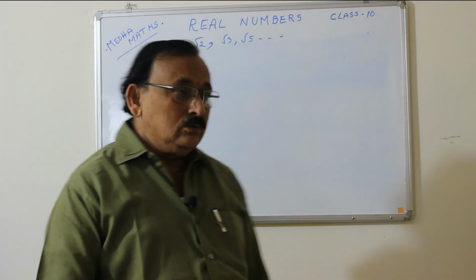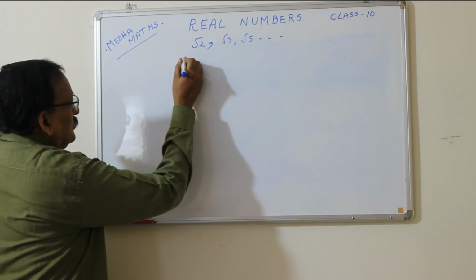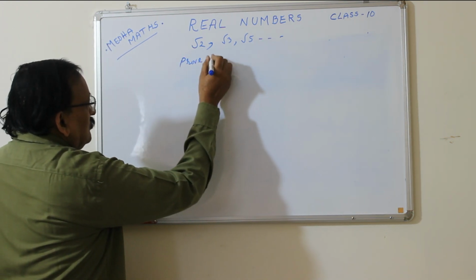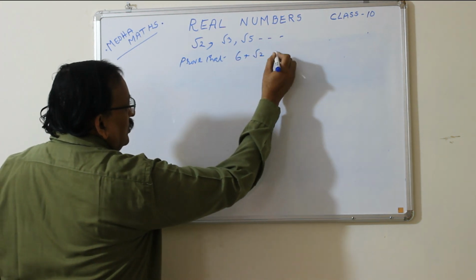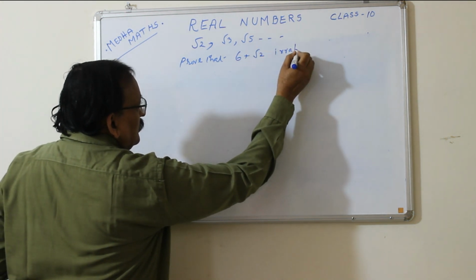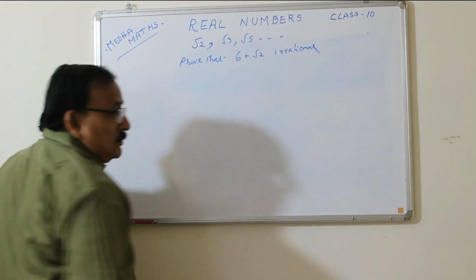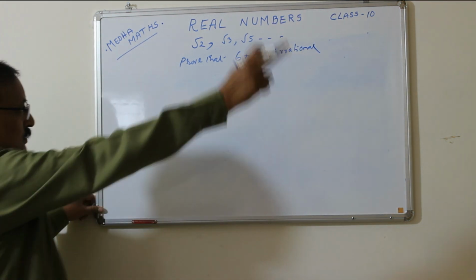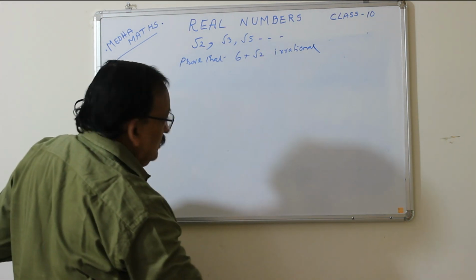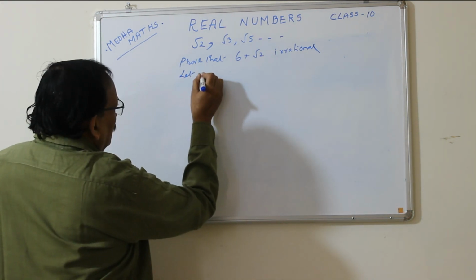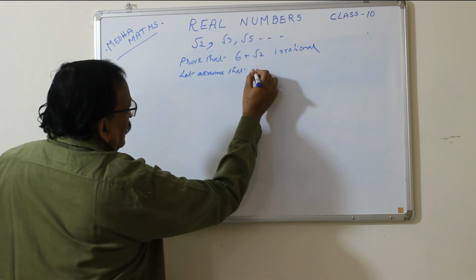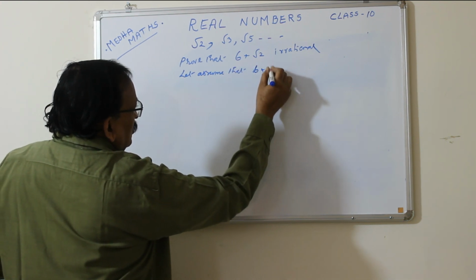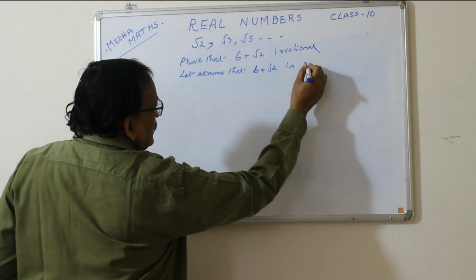Now, they will ask you, prove that 6 plus root 2 is irrational. Already we proved that root 2 is irrational. Now again, let us assume that 6 plus root 2 is rational.